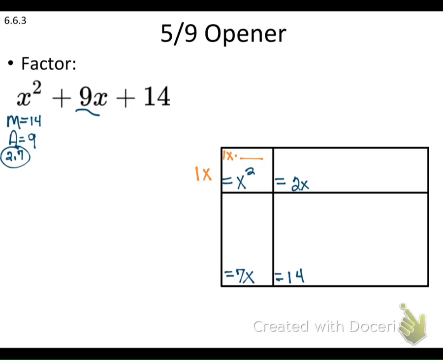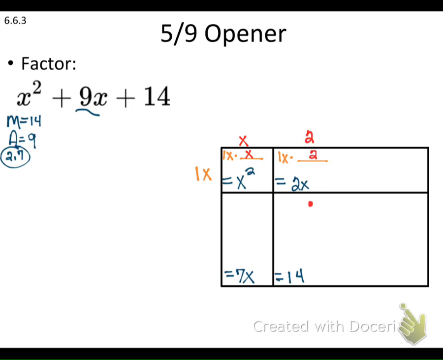So I'm going to plug in my heights, and now I'm going to find my width. So 1x times what will get me to x squared? Yeah, just x, or 1x. It doesn't matter how you put it. You could have x, or you could put that 1 on there. Then I go to find my next rectangle to find my next width. 1x times what will get me to 2x? 2.